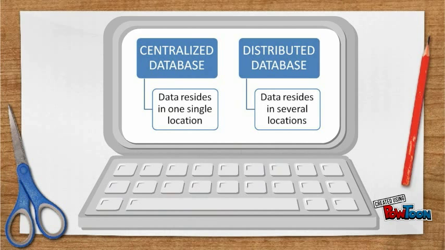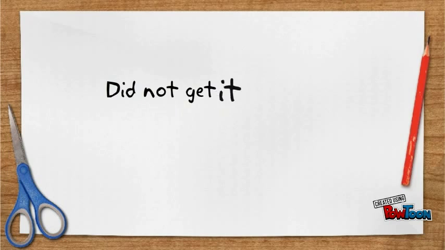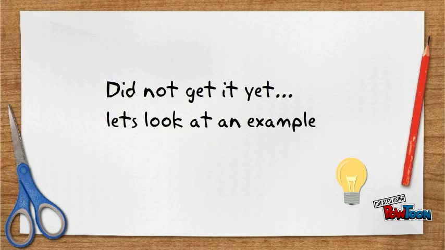In a centralized database, data resides in one location. In a distributed database, data resides in several locations. Did not get it yet? Let's look at an example.